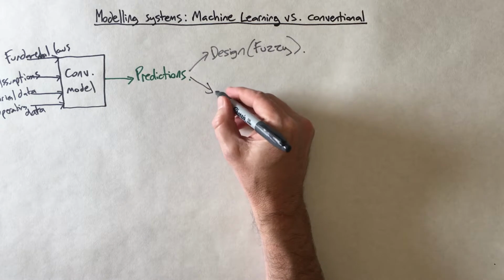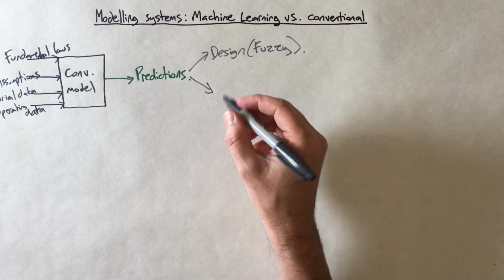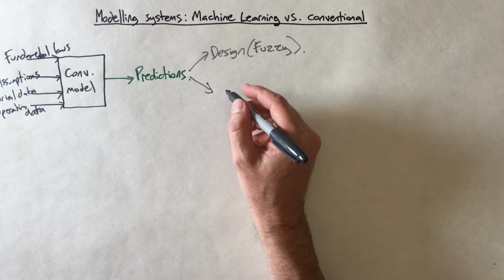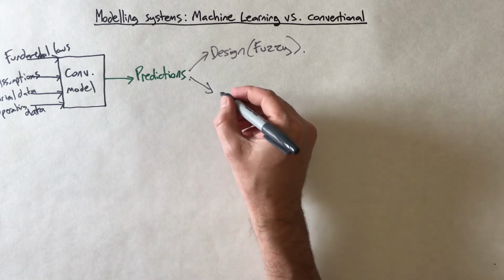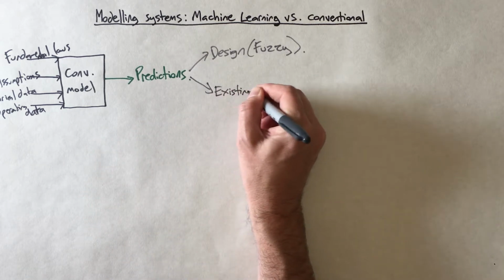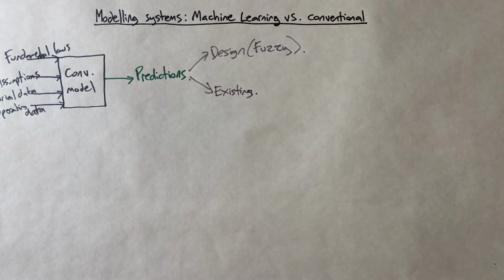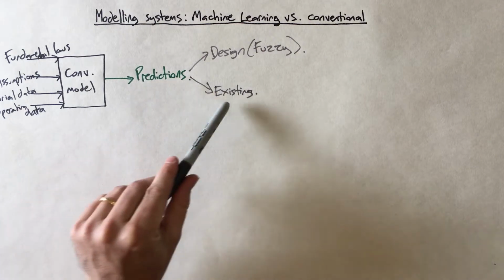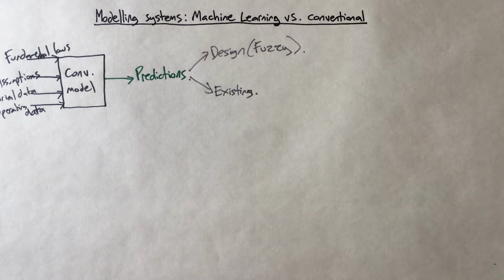The other reason that we might want to use predictive modeling, I beg your pardon, is for existing plants or existing systems. You might think off the top of your head, well, why would you want to do that? Why would I need to make predictions about something when I can just go out into a plant and measure things directly? So there are a few reasons you might want to do that.